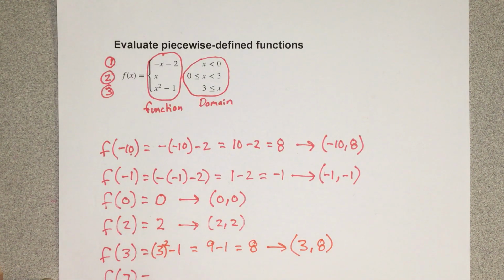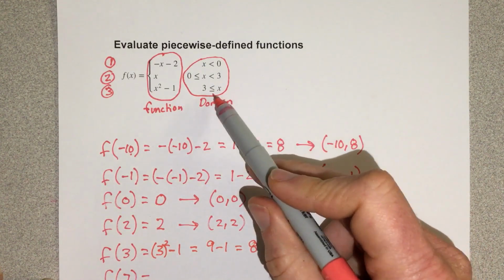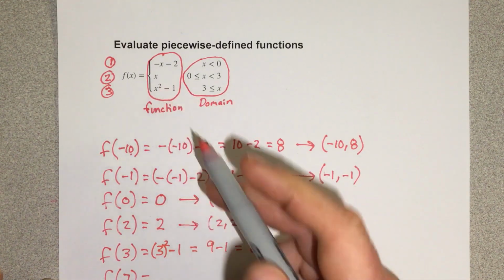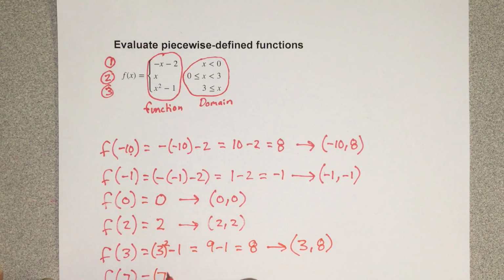And then I'm going to plug in 7. I look at 7 greater than or equal to 3. 7 is greater than 3, so I got to use the bottom equation again. I got 7 squared minus 1. 7 squared is 49 minus 1, which is 48. So my coordinate there would be 7 comma 48. And that's how you evaluate piecewise defined functions.